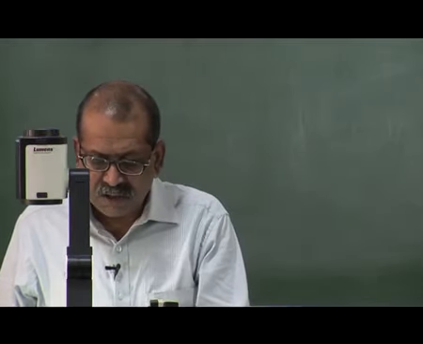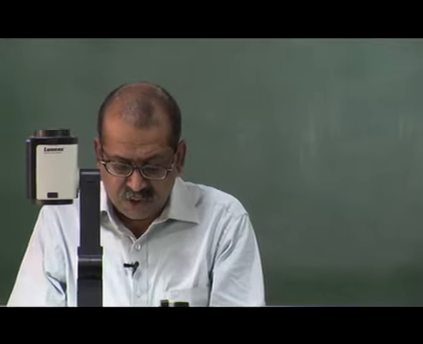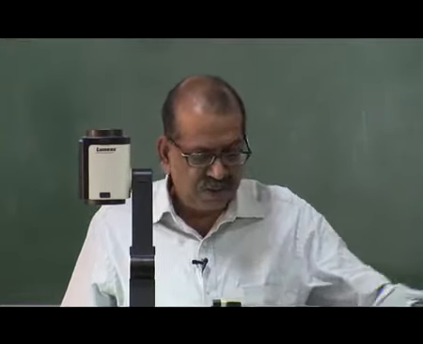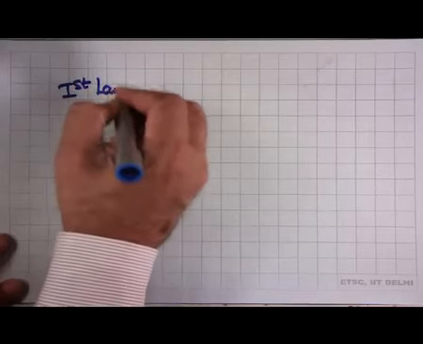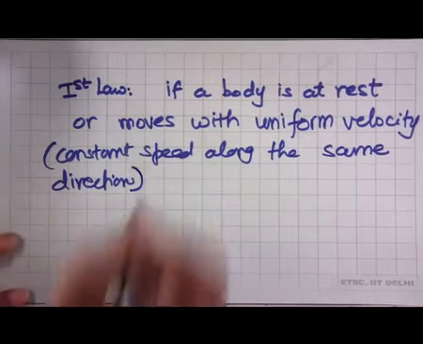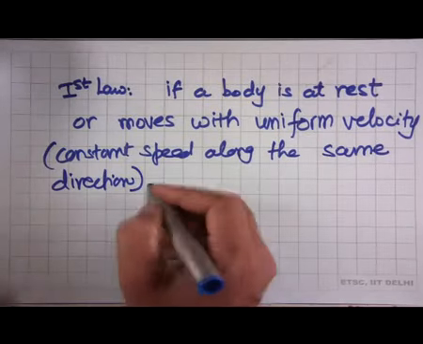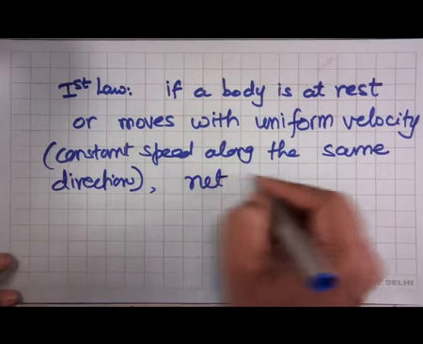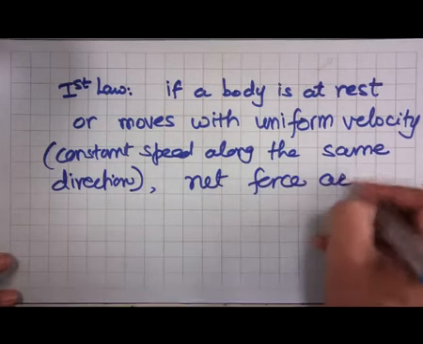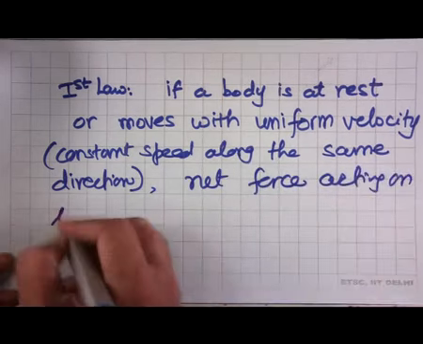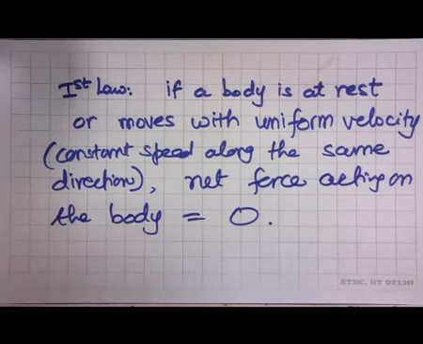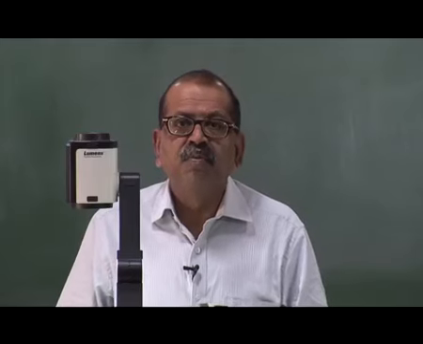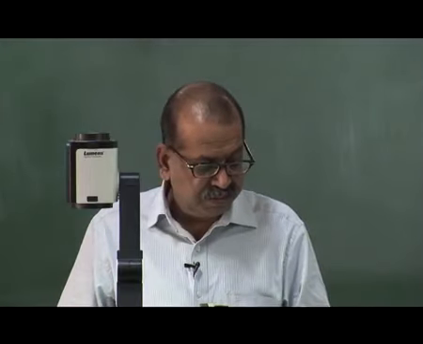In the last class, we had started with Newton's first law of motion, and let us just recap that. The first law stated that if a body is in such a state, then the net force acting on the body is 0. This is one way how the first law of motion can be stated.